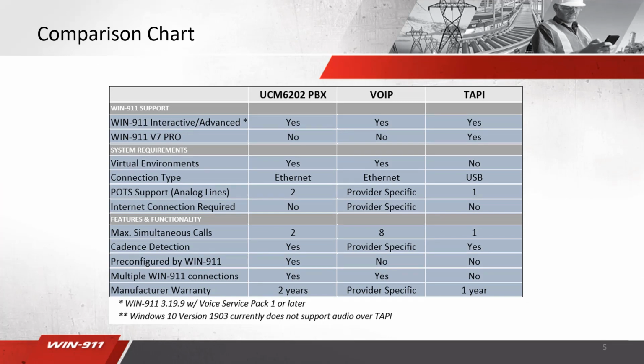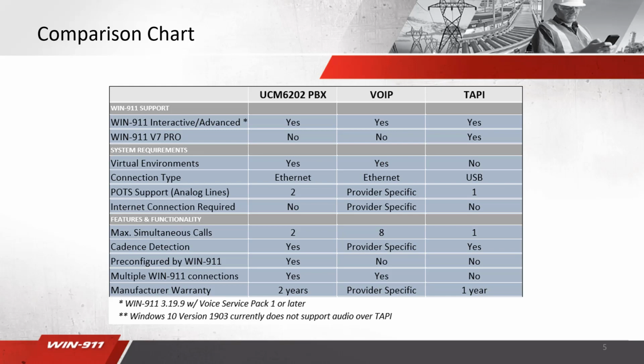All right, so here's our comparison chart. We're going to just talk about a couple of the differences and some of the benefits, mostly, of this Grandstream device over Tappy and VoIP. First of all, as we discussed, it is only for the new Win911 software 3.19.9 and higher. That's our interactive and advanced, and you cannot use it on version 7.